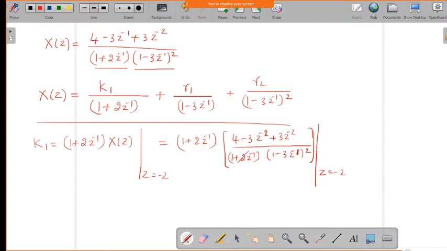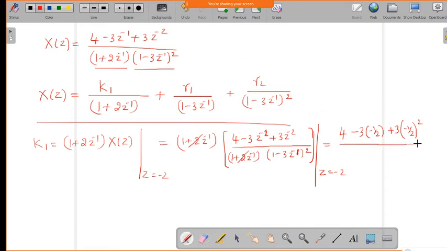Now cancel this one, and put the value z equal to minus 2 in this expression. What will you get? 4 minus 3 into z inverse, which is minus 1 by 2, plus 3 into minus 1 by 2 whole square, because this is z inverse whole square. If you substitute z inverse as minus 1 by 2, then z inverse square becomes 1 by 4. That is how you have to put the values carefully.